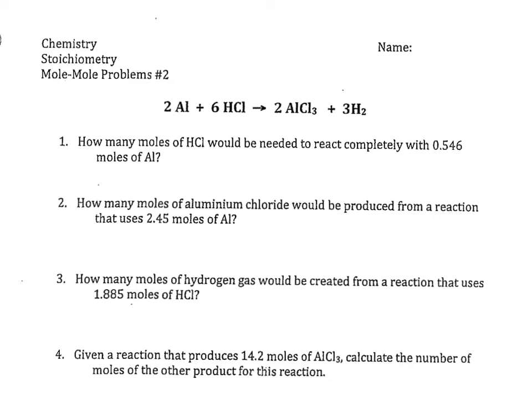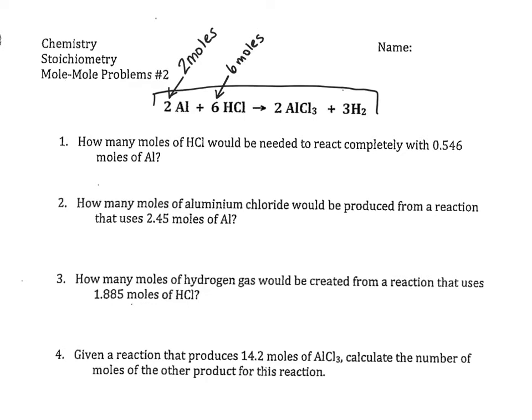If you would, please go ahead and open up the mole-to-mole problems number 2. Like I went over previously, this entire equation right here is kind of like a recipe. The recipe here tells us that the coefficient in front of aluminum is 2. That means that this recipe requires 2 moles of aluminum to react with 6 moles of hydrochloric acid.